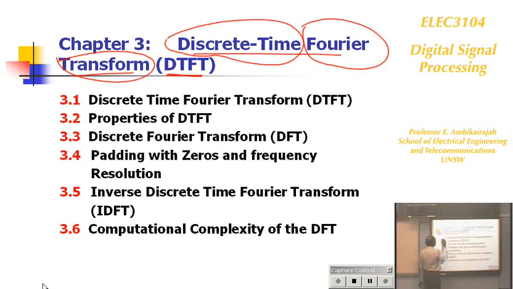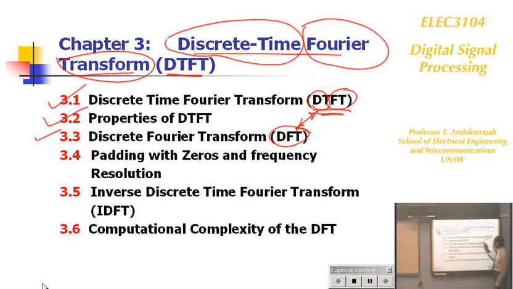And first I'll go through discrete time Fourier transform and the properties of them, and then I look at discrete Fourier transform. There's a difference between these two. Remember, this is a discrete time Fourier transform, taking the discrete time signal and taking a Fourier transform of that using a formula. Then this is a different way of calculating the same thing but at discrete points. I'll come back to that in a minute. Then padding with zeros and frequency resolutions, then inverse discrete Fourier transform, and then we look at computational complexity. It's a very small chapter, but you really need to understand this chapter.